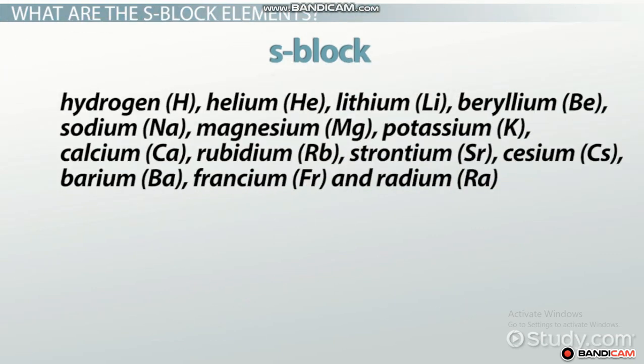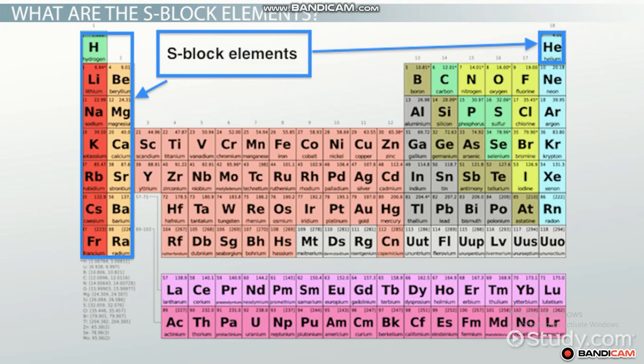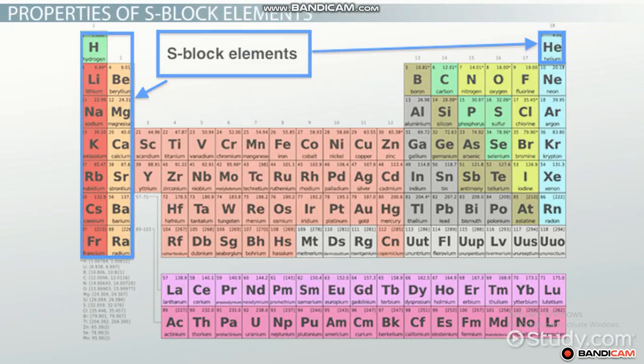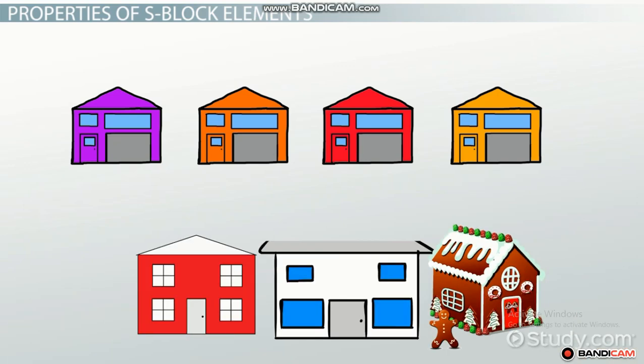The S block elements include hydrogen, helium, lithium, beryllium, sodium, magnesium, potassium, calcium, rubidium, strontium, cesium, barium, francium, and radium. The periodic table shows exactly where these elements are within the S block. If the elements were houses in our hypothetical S block neighborhood, they would be very uniform, each one only slightly different than the other. This is markedly different compared to the other neighborhoods on the periodic table, which have a wider variety of houses in many shapes, sizes, and colors.